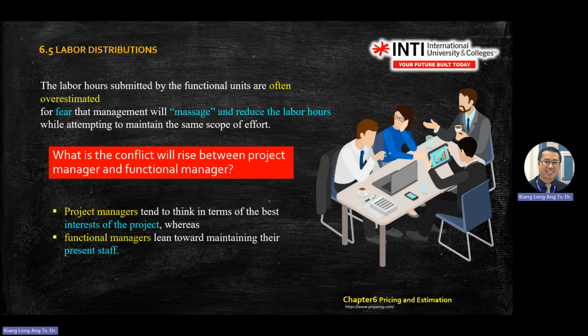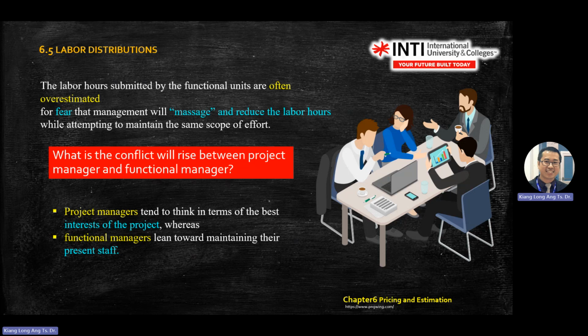So the conflict here happens between the project manager and the functional manager. The conflict is because of the needs of the position. Project managers want to complete the project as fast as possible and make sure the project is a success. So there are criteria to make the project a success. However, functional managers will only look at their functional lines. They want to keep their good staff.